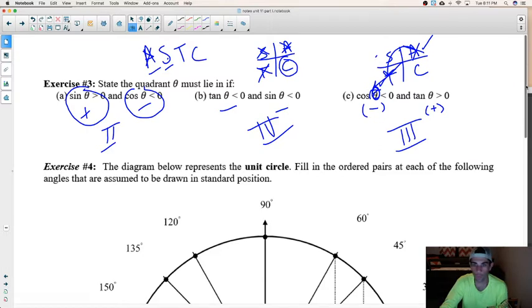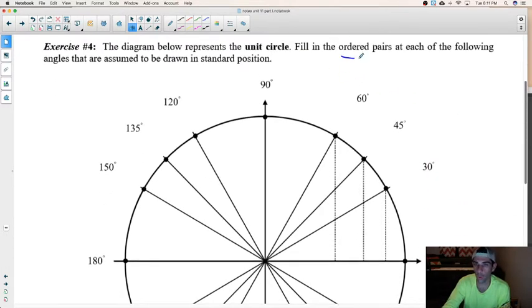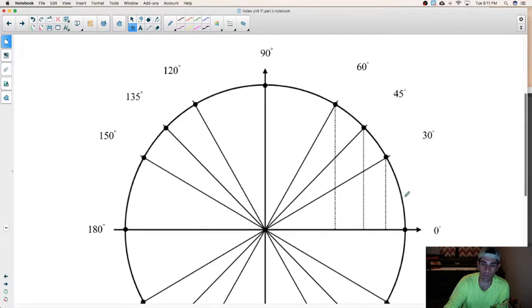All right, moment of truth, the unit circle. Fill in the ordered pairs at each of the following angles that are drawn. All right, so this is the unit circle. Just so, what they say is they want the ordered pair. So right here, that's a point. Right here, that's a point. Right here, that's a point. And they want to know what is the value of that point.